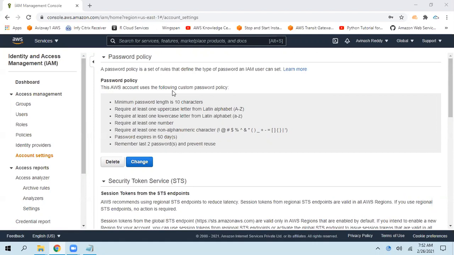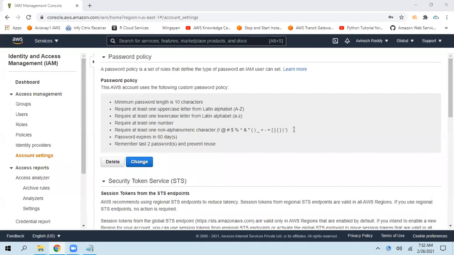Oh, okay. So this is a password policy for management console access. Okay. But is it possible to set different password policies for different accounts or groups? No, this is a password policy for the entire account. So there are no special policies for accounts or groups.